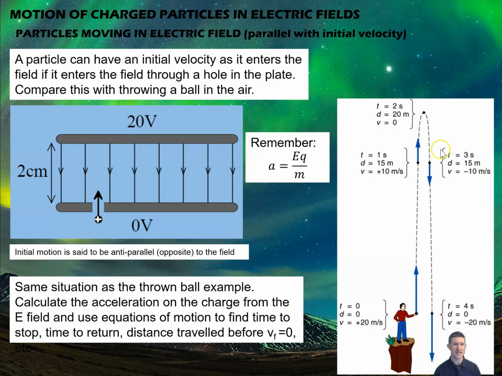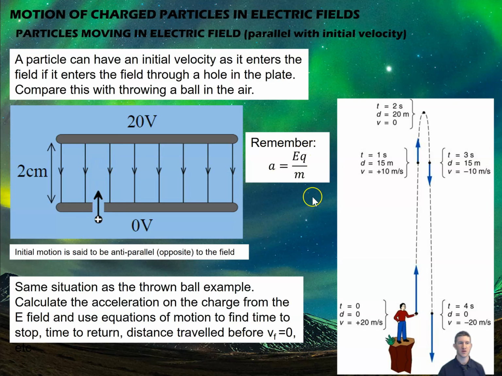So that's basically exactly the same as this example here. Whereas if I throw a ball straight up, it's fighting the gravitational field. So it goes up, slows down, stops, then starts to accelerate back down towards where it wants to be. So it's no different to this gravitational situation. So here, I throw my particle in, and I would say that it's initially moving anti-parallel to the field, because remember, it's opposite to the direction of the field lines.